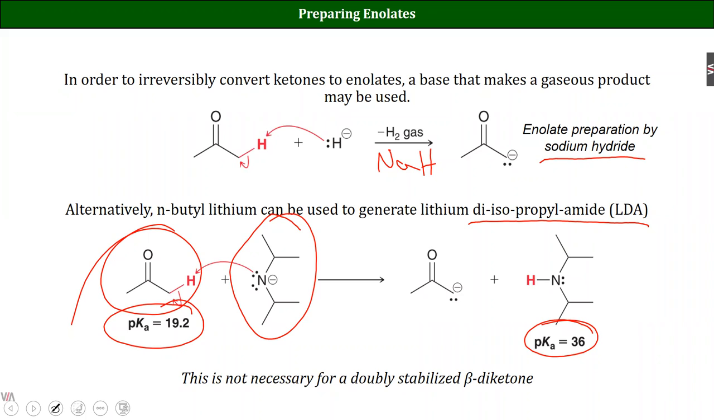2 to 3 pH units is plenty. But when we're talking about these reactions where we need to make sure that there's none of our starting material left or it will react with the products, we want it to be overkill. So 6 pH units is better, and the more the better when it comes to that.